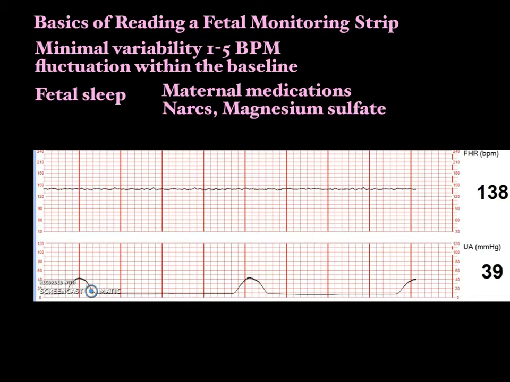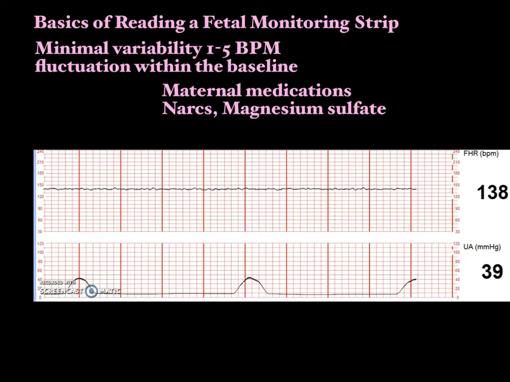Magnesium sulfate knocks baby out just like it knocks mom out. And in fact, that's one of the reasons that if you have a delivery and you know that you have either narcotics or magnesium sulfate on board, you need to let the neonatologist know. And so those are things that can cause minimal variability.